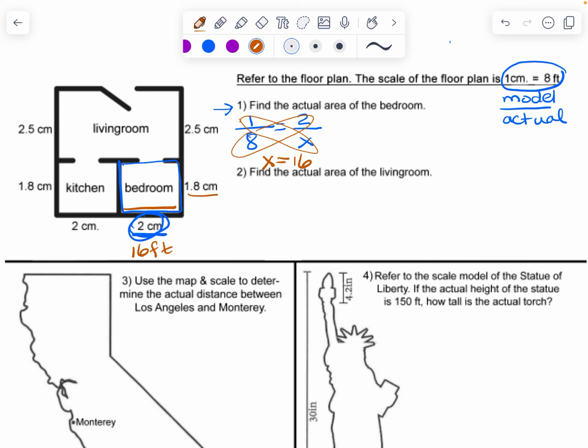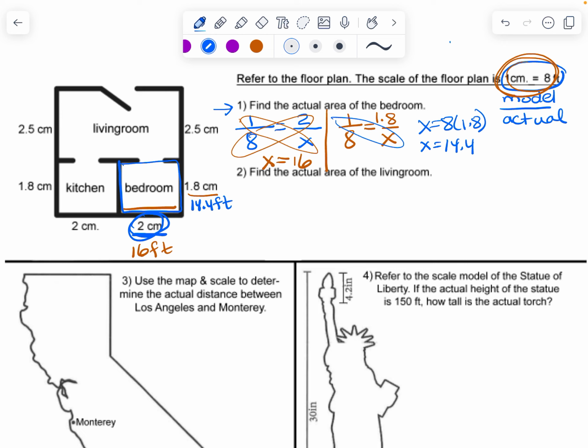Now let's do the 1.8. So we're going to do model over actual with our scale, which is 1 to 8. They gave us that measurement. And that equals 1.8 centimeters on the drawing, or on the model. And we want to know how many actual feet that is. So I'm going to, again, do cross products. 1 times x equals 8 times 1.8. On my calculator, I'm going to do 8 times 1.8 to get 14.4. So in real life, this distance is 14.4 feet.